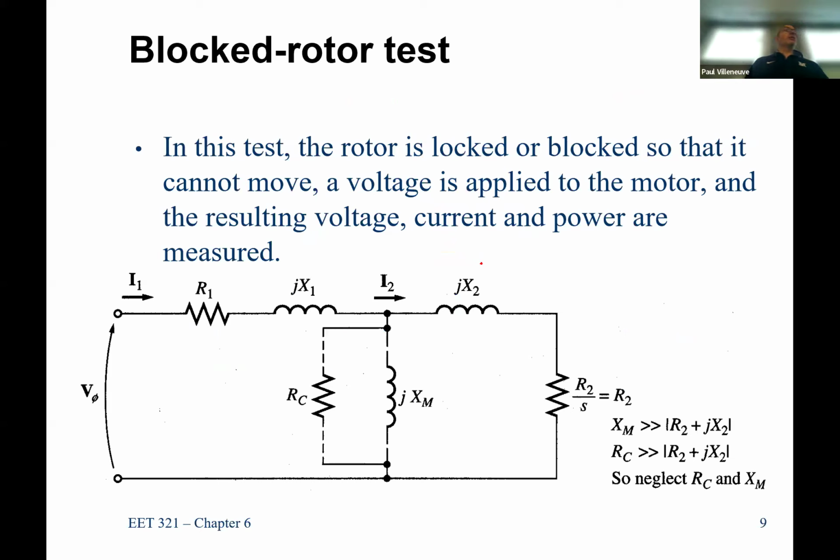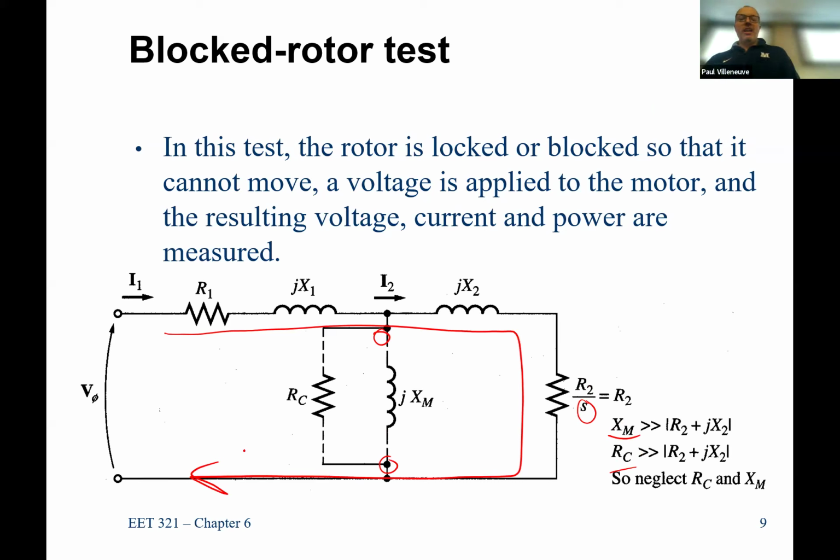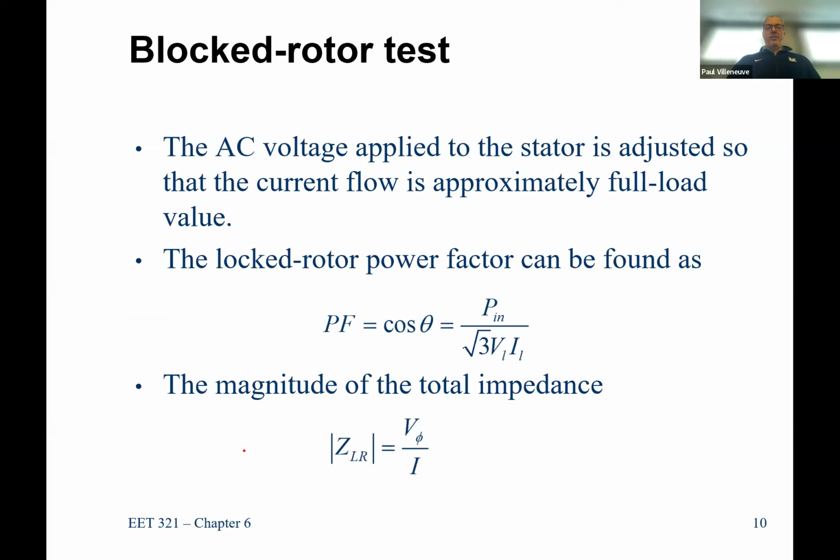So let's do our locked or blocked rotor test. The locked or blocked rotor test means we're going to make it so that the value of slip is equal to 1. So now, again assuming that our values of XM and R sub C are much, much greater, these become open circuits. So now all I have is this part right here. I have R1, jX1, jX2, and R2 exclusively.